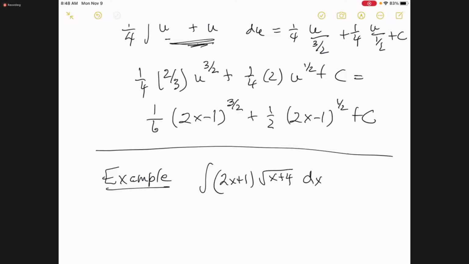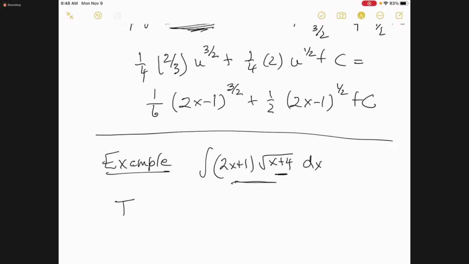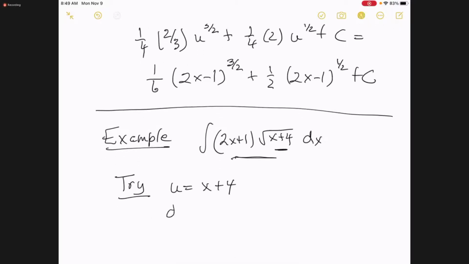Let's see what we can do. This is sort of like the previous one. I think a u substitution is going to allow us to shift the complicated part out of the square root and into the polynomial part, which will make it easier to deal with. So I'm going to try u equal to x plus 4. If I do that, then du is dx.